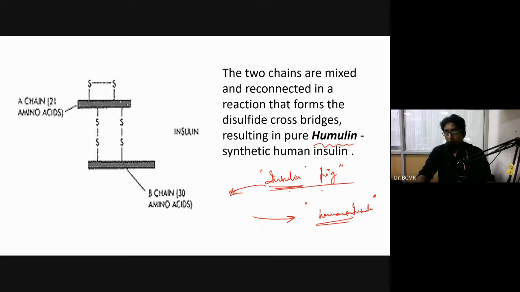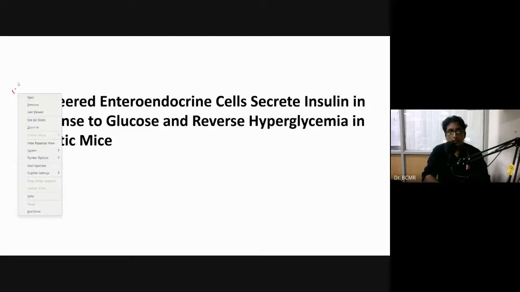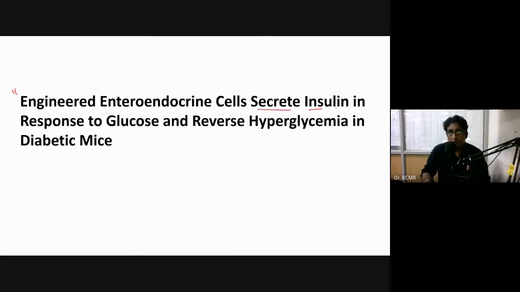So now with recombinant DNA technology, we are able to do those things. Yes, the actual paper that is in your syllabus is about this one. Whatever I spoke of till now is actually the introduction to what I want to speak about. The title reads Engineered Enteroendocrine Cells Secrete Insulin in Response to Glucose and Reverse Hyperglycemia in Diabetic Mice.